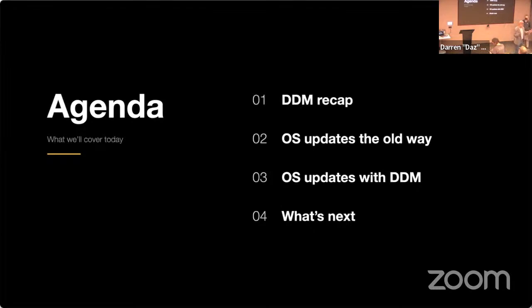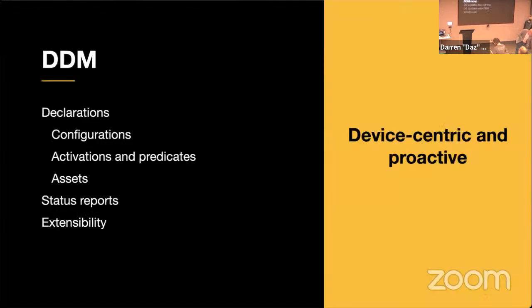So just an overview of DDM first. How OS updates work the old way, how they're going to work the new way, and we'll talk a little bit about what's next. So, DDM recap. Declarative device management includes a few different features. One is a declaration. You can think of that as like a config profile today, the specific settings or controls that you're trying to deliver to the device.